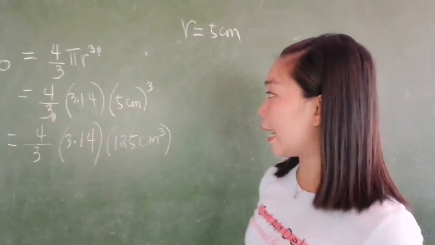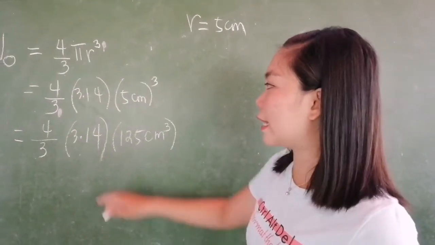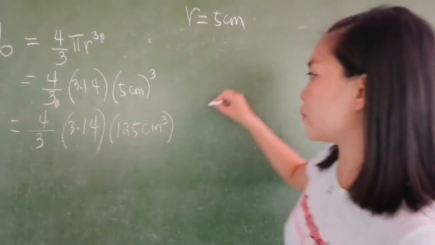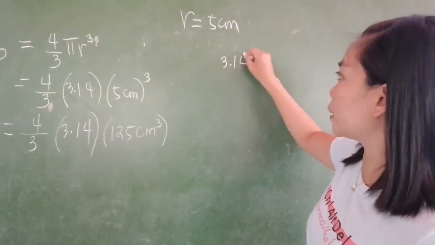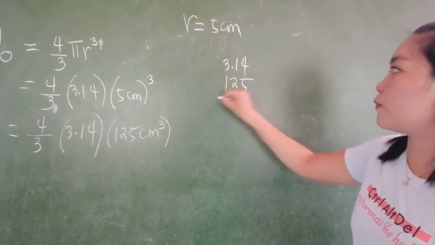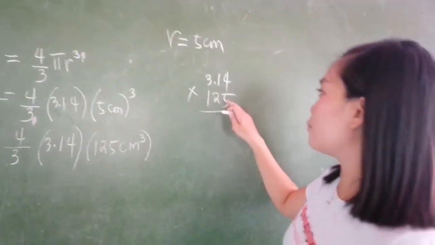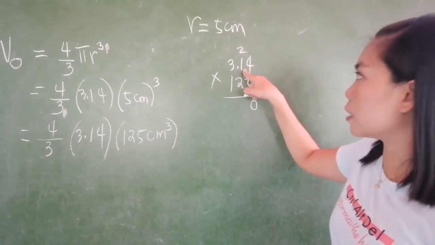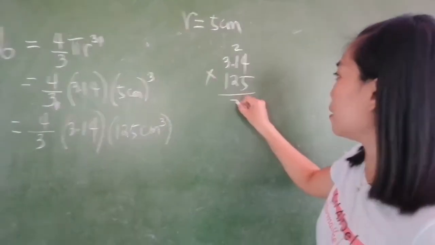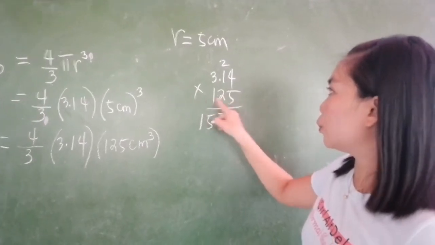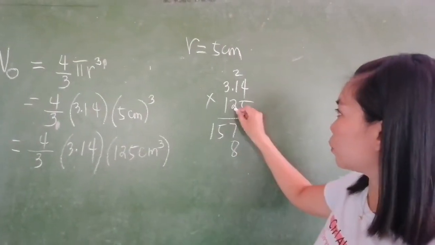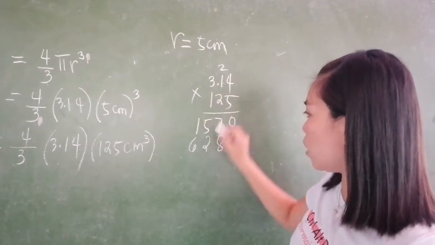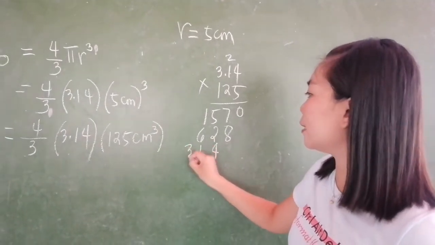So, now, kung gusto niyo pong mas madali talaga, pwede nating i-multiply yung 3.14 by 125. So, multiply natin. 3.14 by 125. So, you have 5 times 4, you have 20. Carry 2. Then 5 times 1 is 5 plus 2 is 7. Then 15. 2 times 4 you have 8. 2 times 1 is 2. 2 times 3 is 6. Then 1. So 4, 1, and 3.